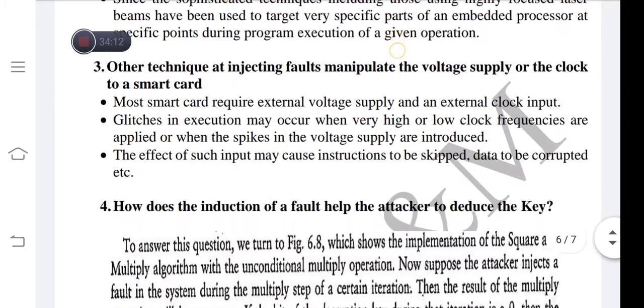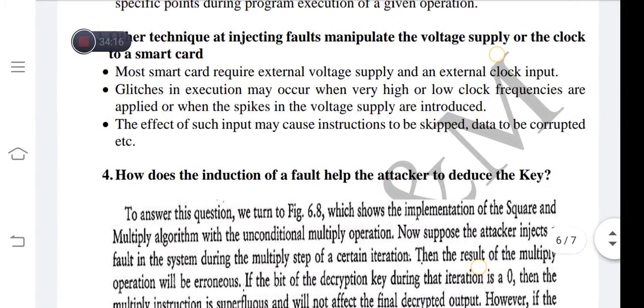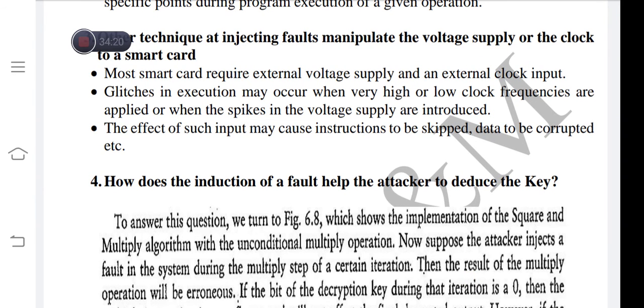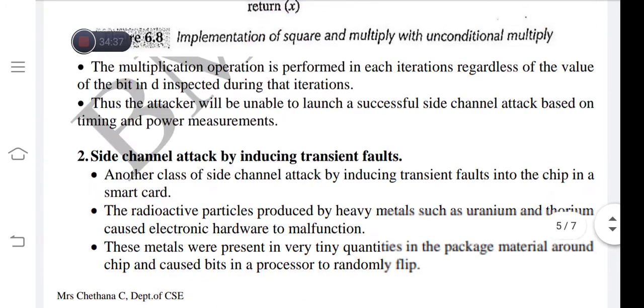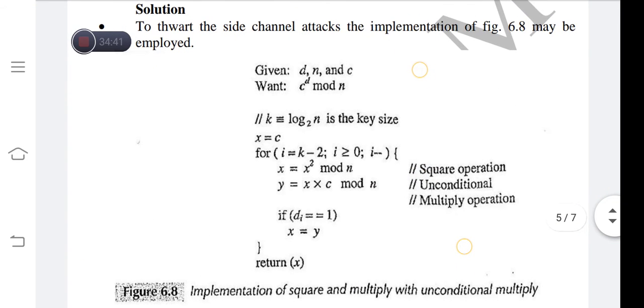That is the basic question we will come across: how does the induction of a fault help the attacker to deduce the key value? We have discussed the second technique, injecting faults. So how do those faults help an attacker to deduce the key value? That is in figure 6.8, this code, the modified version of figure 6.6.